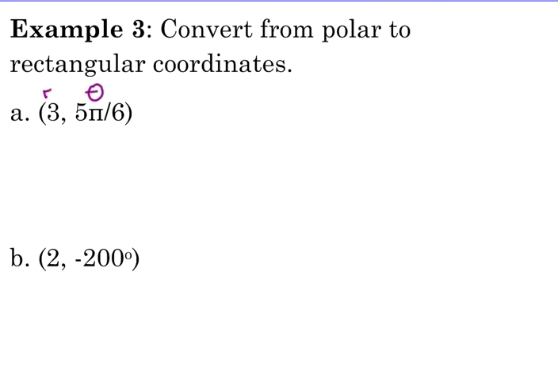So here's our r, here's our theta. Let's just give ourselves a little bit of a visual before we convert. So this point 3, 5 pi over 6, 5 pi over 6 is in the second quadrant, closer to the x-axis. So our point is somewhere over there. Let's make sure our x and y agrees with that. So x is equal to our radius times the cosine of our angle. Y is equal to our radius times the sine of our angle.